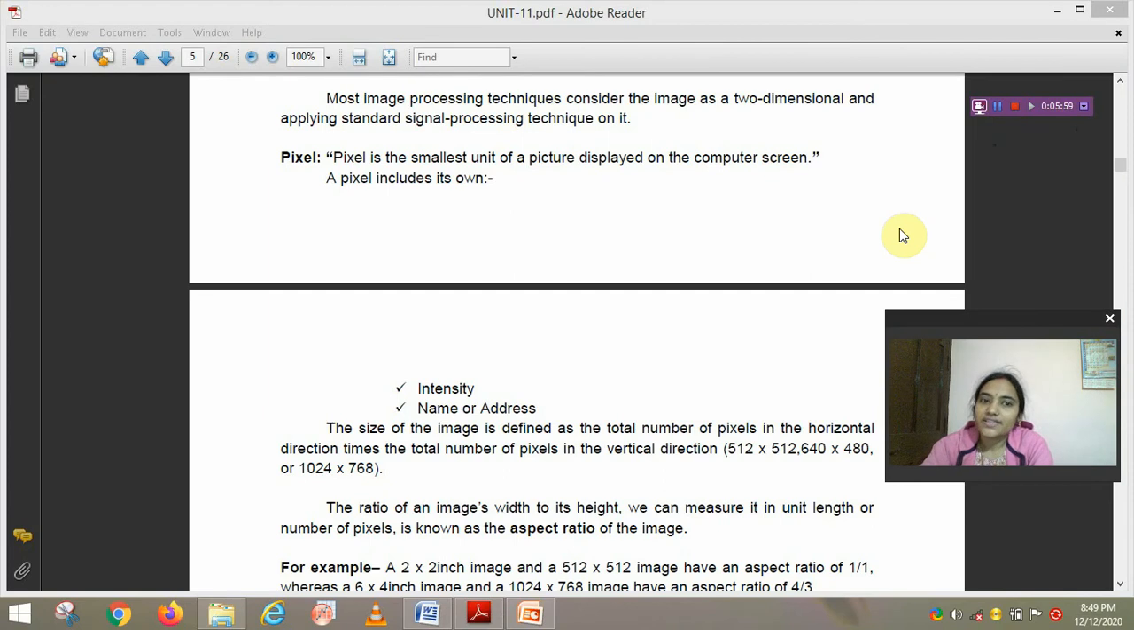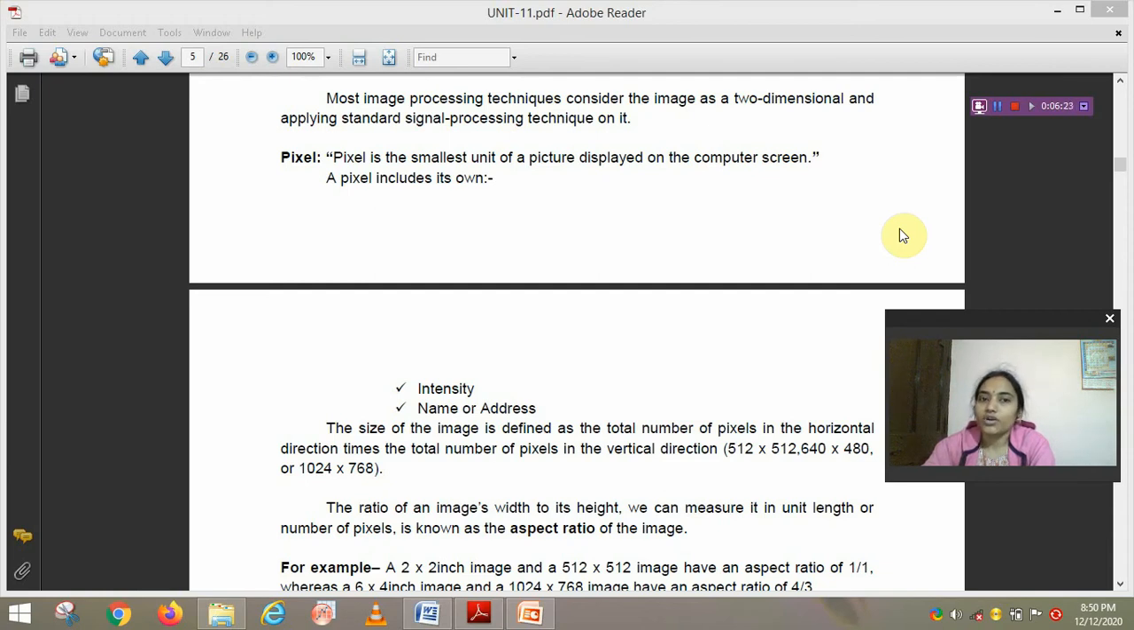Pixel. A pixel is the smallest unit of a picture displayed on the computer screen, and a pixel includes its own intensity, name or address. So if the question comes in your exam, define pixel, then what do you write?